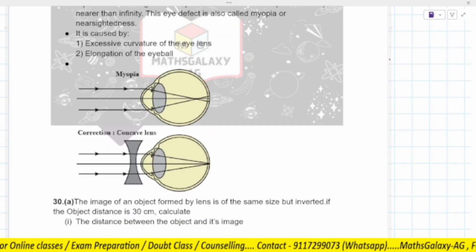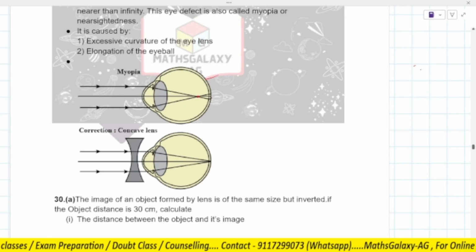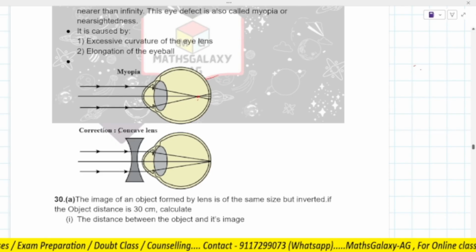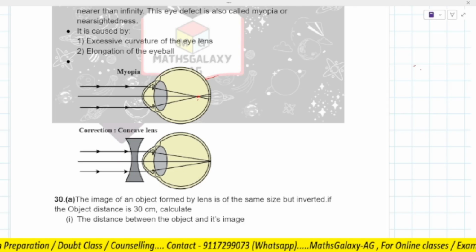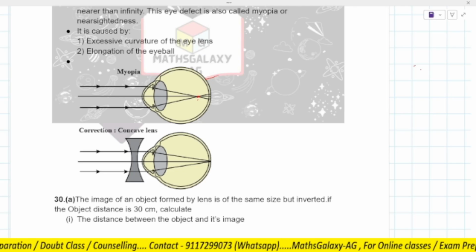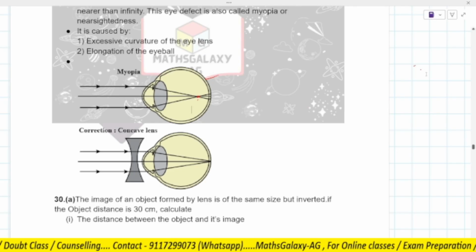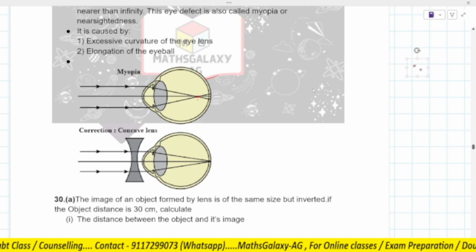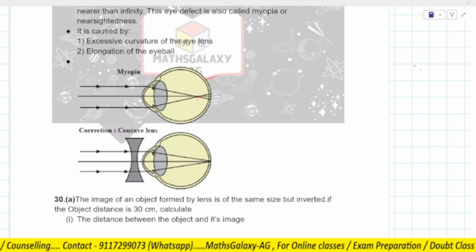Here is the myopic eye, the defective one, as the image is formed before the retina. But it can be corrected by a concave lens, so the image will be formed at the retina. Is it clear or any doubt? No doubt.